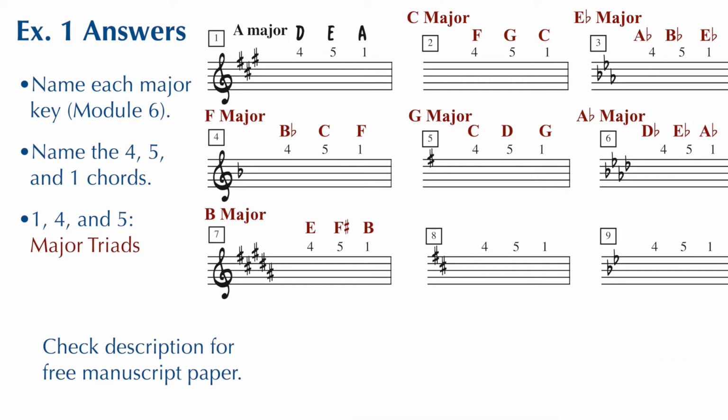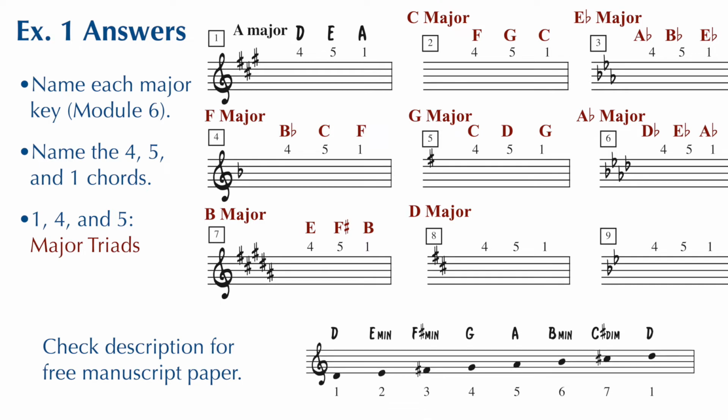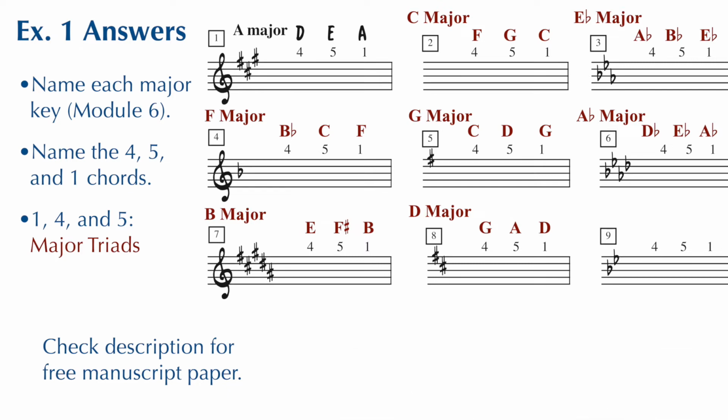Number 8. 2 sharps in the key signature puts us in the key of D major. Write out the D major scale and its triads. Our 4 chord is G major, our dominant or 5 is A major, and our tonic or 1 chord is D.